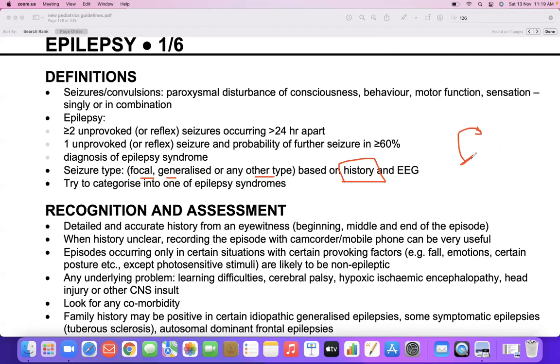If one part of the body is moving but there's disturbance in the level of consciousness, then it is a complex partial seizure. Or if the whole body is moving with upward rolling of the eyes and the child is unconscious during this time, it is a generalized tonic-clonic seizure. So the history and the EEG will help you know the seizure type. Then try to categorize into one epilepsy syndrome. Usually they will come into one epilepsy syndrome.